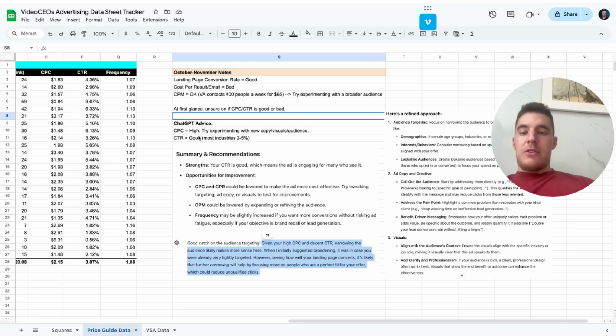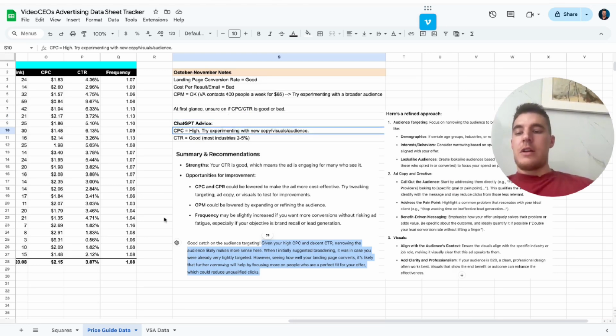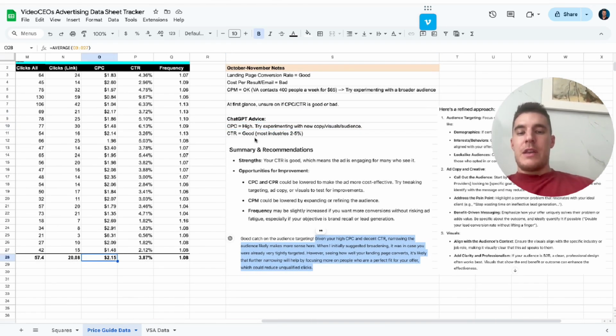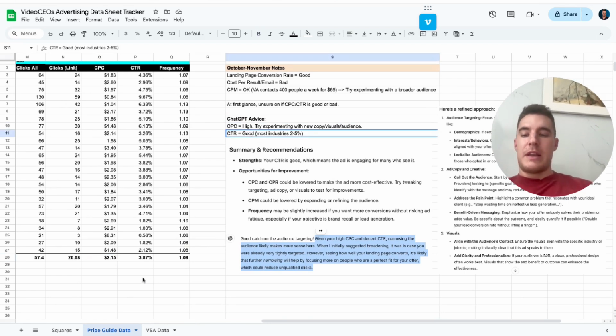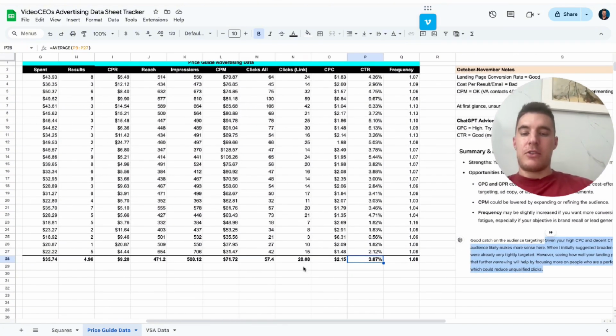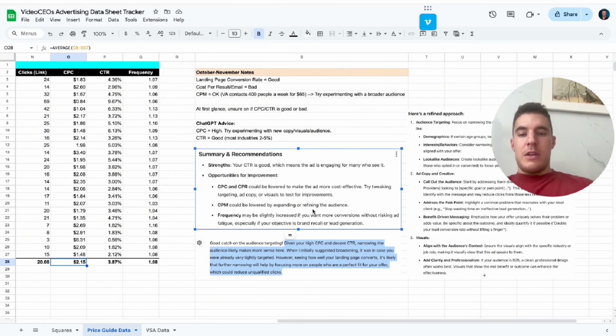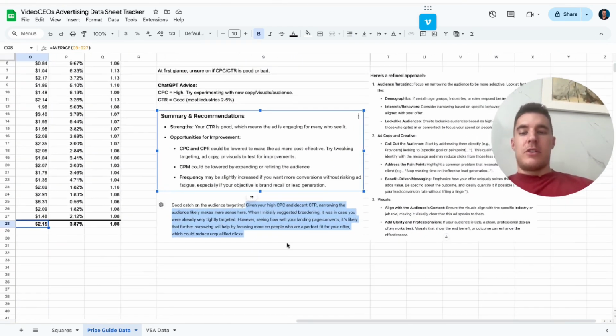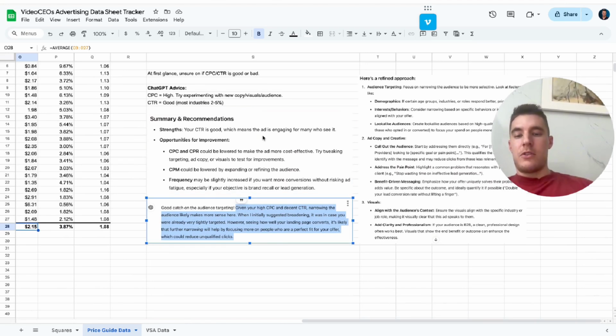And what ChatGPT told me is that the cost per click is high, which was expected. And the click-through rate is good because most industries are 2 to 5% in a B2B. Now, I still want to try and get higher, but based on the recommendations, I should try and focus more on the cost per result and the cost per click. And these were the recommendations that ChatGPT gave me, which is the CTR is good, but cost per click, cost per result could be lowered. And in order to do that, I need to tweak targeting and copy or the visuals to test for improvements.